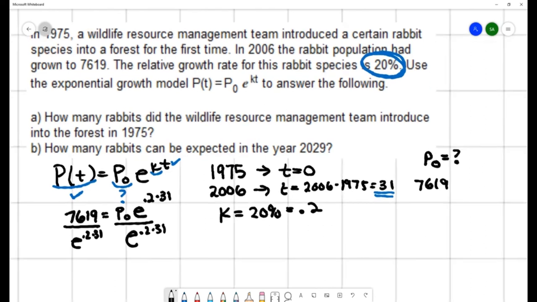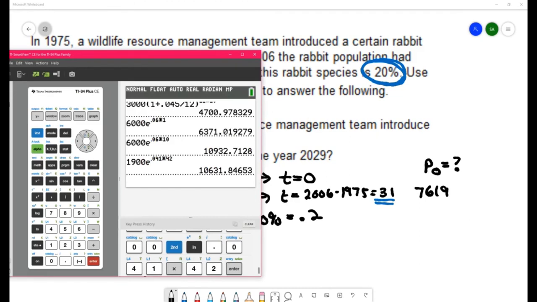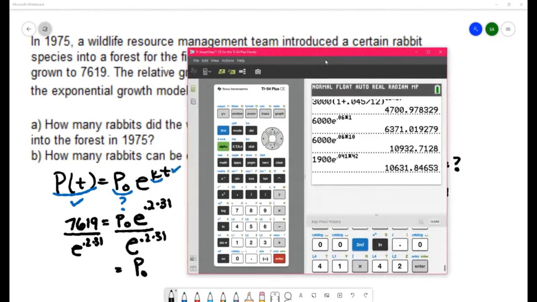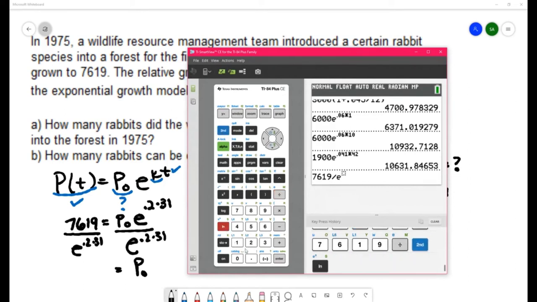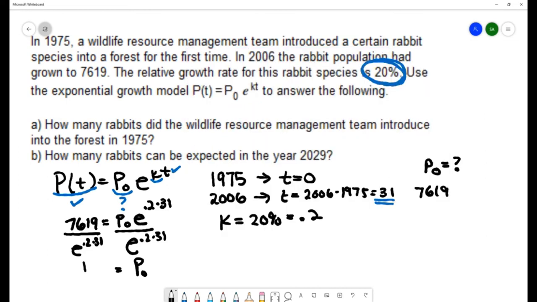And I'm going to type that in my calculator to get P naught equals 7,619 divided by e to the 0.2 times 31. So that gives, rounded, 15 rabbits. So the population started with 15 rabbits.